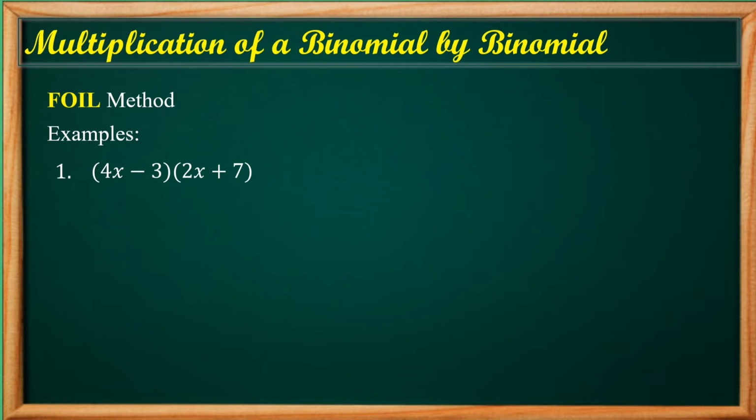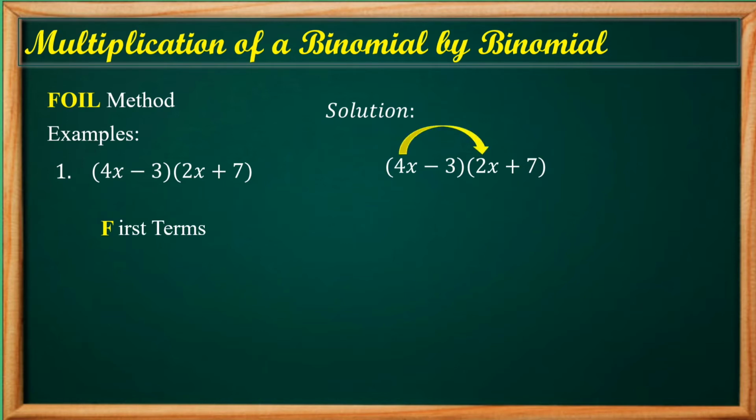Okay, we will use, for example, this one, the FOIL method. As you observe, we have here two terms: 4x minus 3 times 2x plus 7. Okay, two terms tayo. Next, by using the FOIL method, F stands for the first term. Means, yan ang mga first term natin: first term ng 4x minus 3 and first term ng 2x plus 7. We will multiply. It means 4x times 2x.